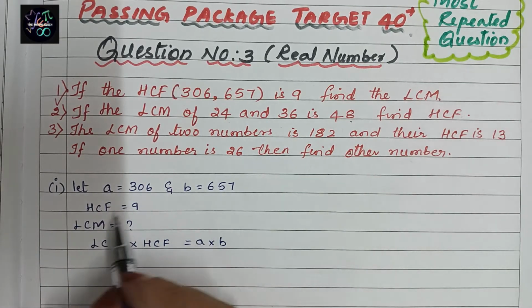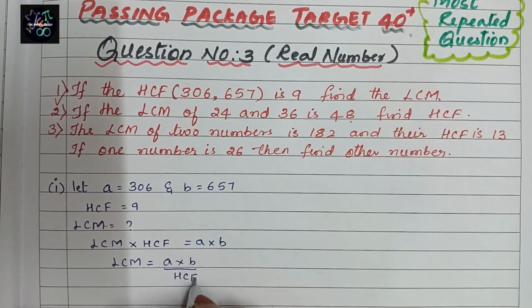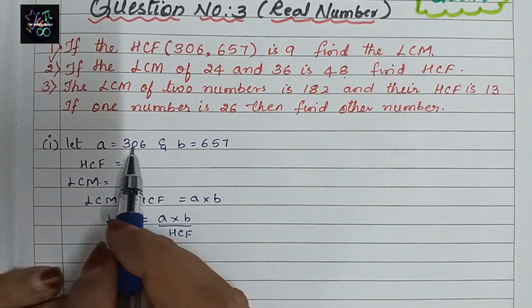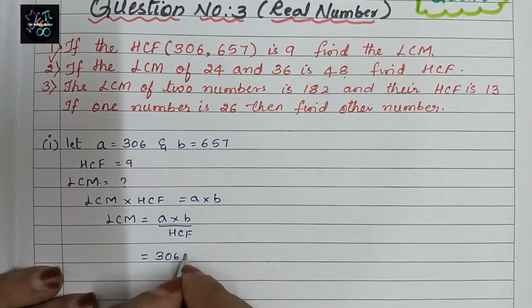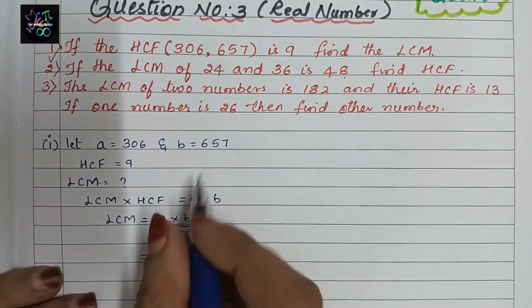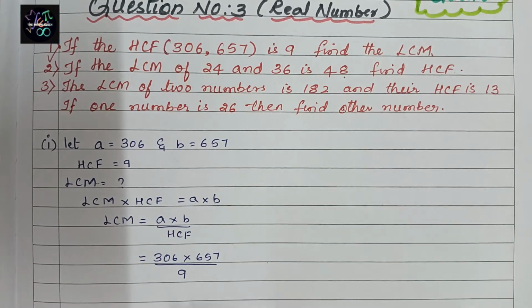Now what have they told us to find? LCM. So LCM is equal to A into B by HCF. So let us put the values. A value we have taken 306, B value we have taken 657, and HCF they have given as 9. Let us solve now. Let us cancel.